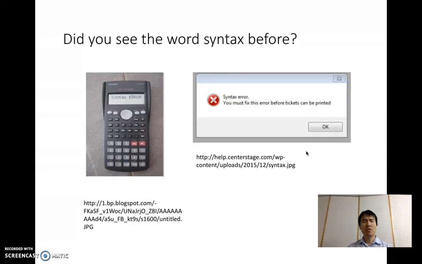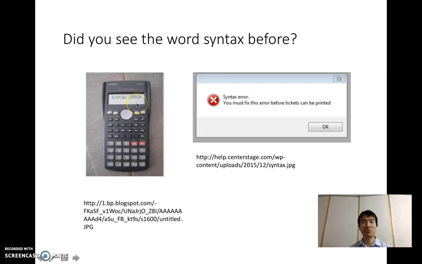Okay? Have you seen the word syntax before? You have seen the word grammar before, but the word syntax may not be that popular. Some of you have not seen the word syntax before coming to this class, but there are other situations in which you may have encountered it. I'll give you two examples that you have seen before. I don't know when was the last time you used a calculator, but you may have seen a message called syntax error. What do you mean by syntax error? What do you do to the calculator so that this message pops up?